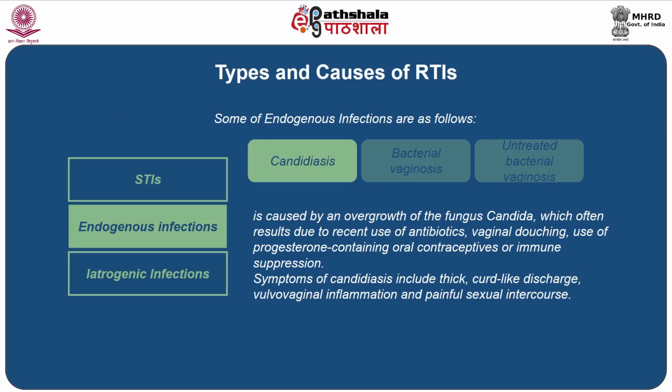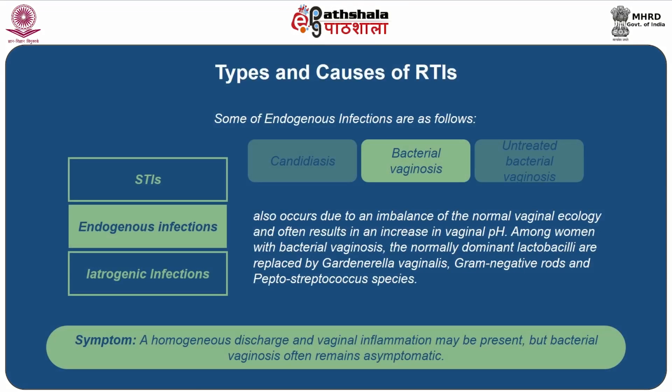Now let us look at some of the endogenous infections, like candidiasis. Candidiasis is caused by an overgrowth of the fungus known as candida, which often results due to recent use of antibiotics, vaginal douching, use of progesterone-containing oral contraceptives, or immune suppression. Symptoms of candidiasis include thick, curd-like discharge, vulvovaginal inflammation, and painful sexual intercourse.